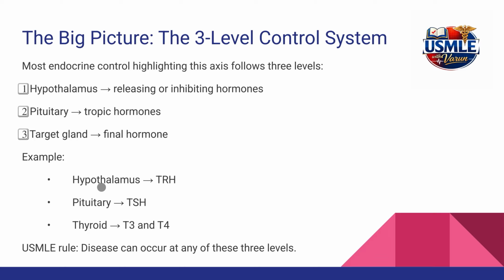Disease can occur at any of these three levels: at the level of the hypothalamus, at the level of the pituitary, or at the level of the thyroid. And USMLE often tests your ability to identify at which level the disease is affecting your endocrine system.